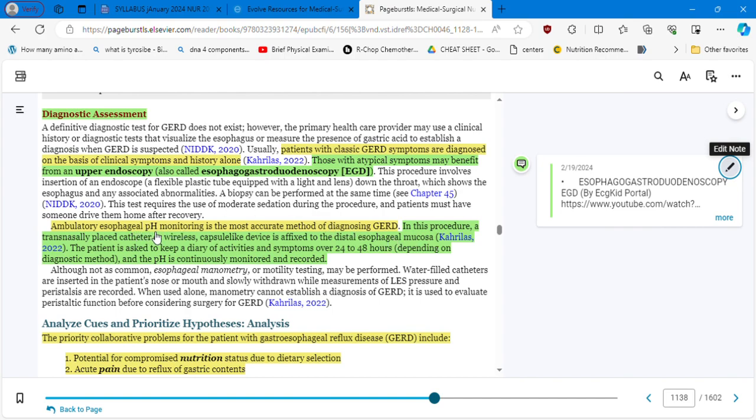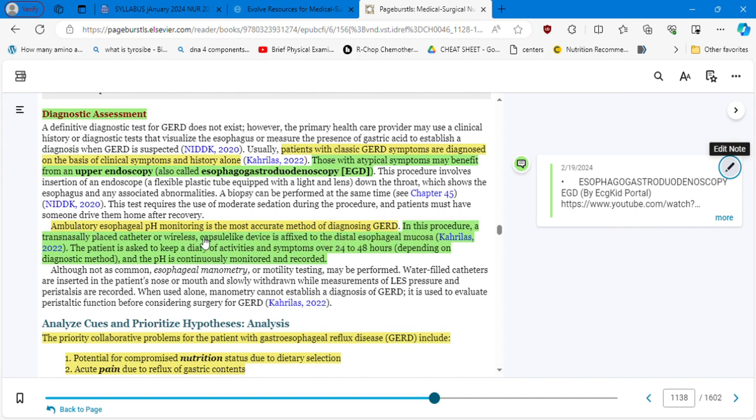Ambulatory esophageal, so that was the EGD. Now, another diagnostic assessment is the ambulatory esophageal pH monitoring. It is the most accurate method for diagnosing GERD.